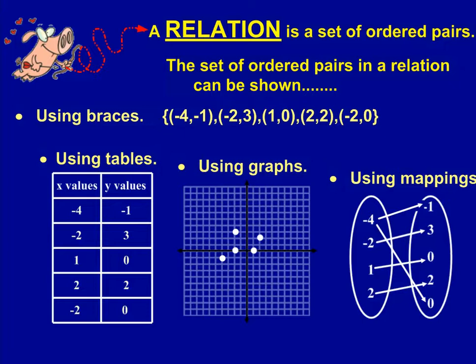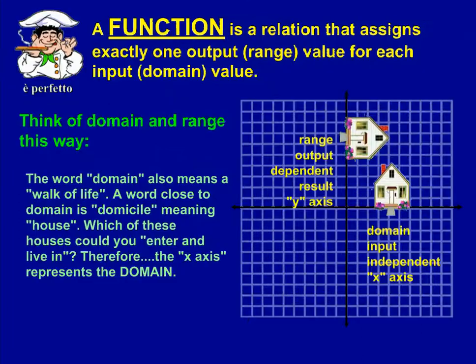A relation. A relation is a set of ordered pairs. And there are so many ways of representing those ordered pairs. I can represent the ordered pairs as brackets. I can represent the ordered pairs as tables. I can represent them as graphs. I can represent them as mapping. Right, so all these are ordered pairs. So any relation is a set of ordered pairs represented different ways.